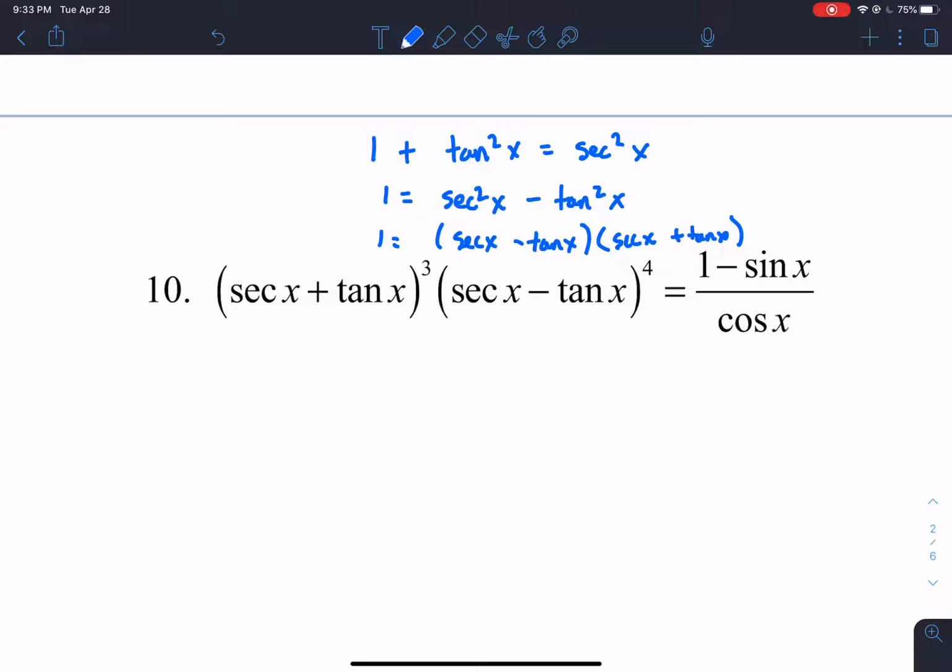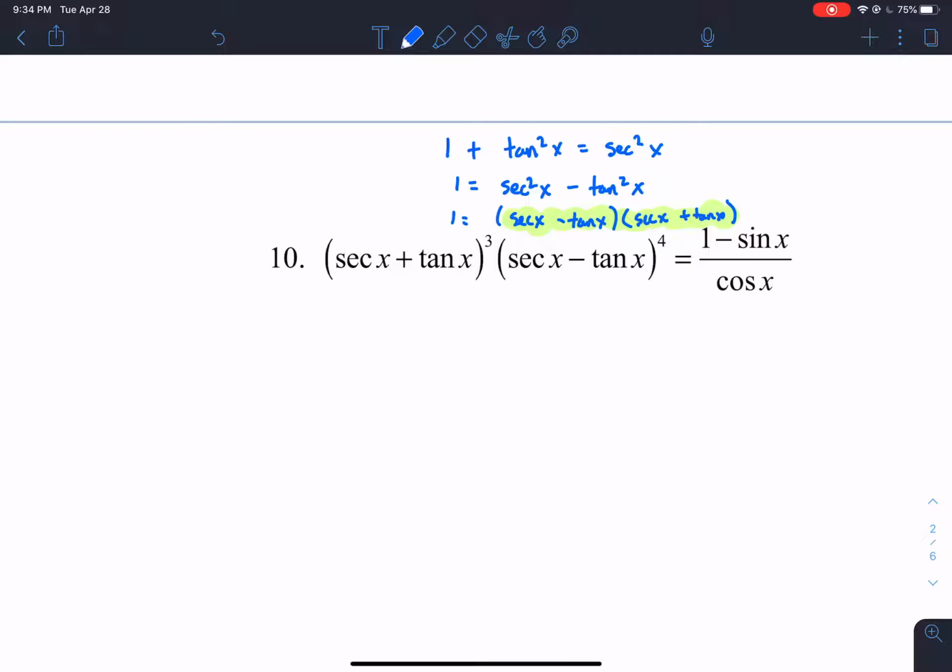So how many of these pairs can we come up with based off of what we have here on the left side? Well, I have 3 secant plus tangents, and I have 4 secant minus tangents. So if I put 3 pairs together, that means I have 1 secant minus tangent left over.